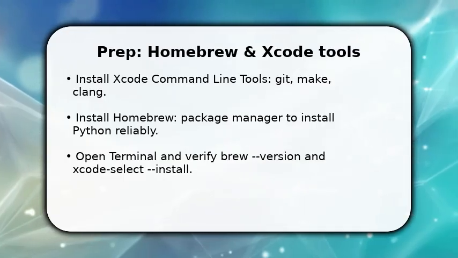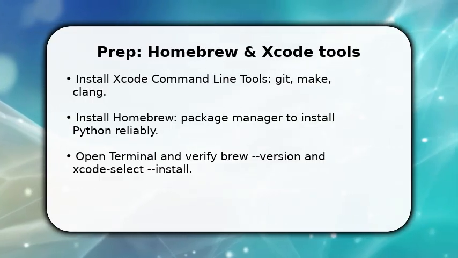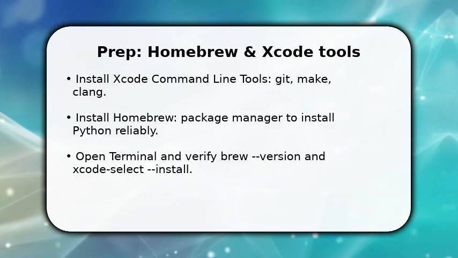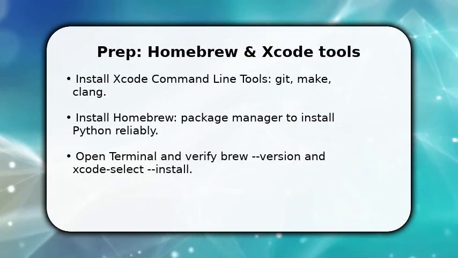You start by installing the essentials: Xcode command line tools and Homebrew. Open Terminal and run xcode-select --install to get compilers and Git. Once done, install Homebrew with the single-line installer.